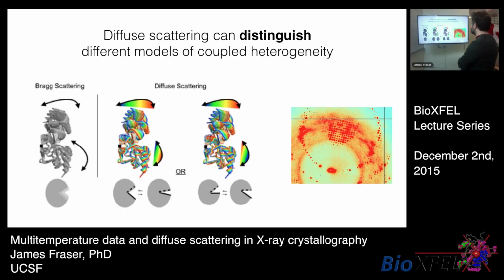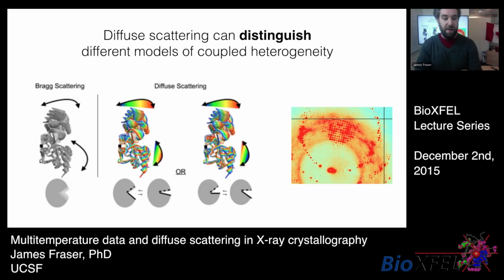But from the diffuse scattering, we can potentially distinguish between these possibilities. So here I'm showing, in rainbow colors, that we move from red to blue along the top and red to blue along the bottom. Well, that is different than moving from red to blue along the top and blue to red along the bottom. Even though those will result in the same ensemble averaged electron density distribution, they're actually different models of conformational heterogeneity.